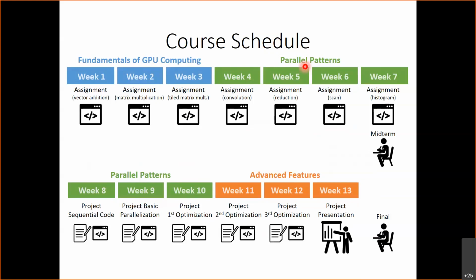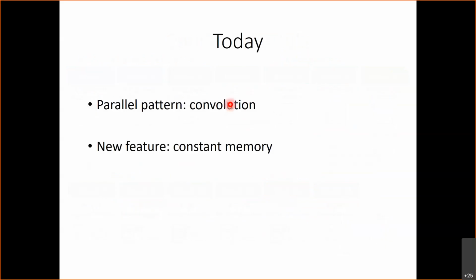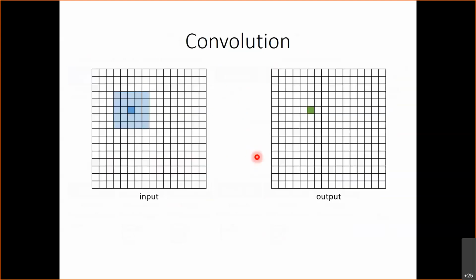Okay, well, if there are no questions, then today, like I said, we're going to be talking about convolution, our first parallel pattern. And we're also going to be using convolution to introduce a new feature of the GPU architecture and the CUDA programming model, which is constant memory. Okay, let's begin by talking about what a convolution is.